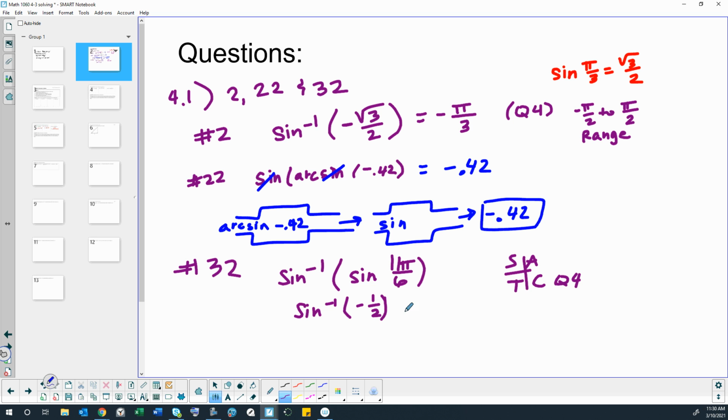Well, then the inverse sine of negative 1/2 has to be in this range, just like we talked about on question 2. So it has to be negative pi over 6. So even though 11 pi over 6 is a quadrant 4 angle, it's in the right quadrant to give us the correct answer, but it's not in the correct range, because it has to be that negative angle in the 4th quadrant to be in the range of the inverse.